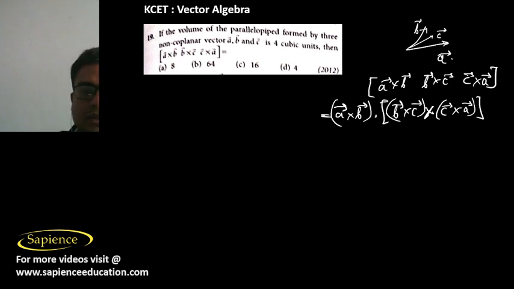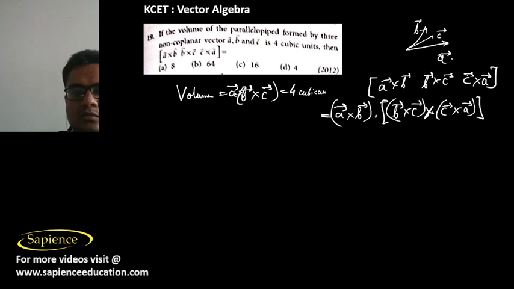The volume of the parallelepiped is given as A dot B cross C. A dot B cross C is 4 cubic units. So then this value we have to find.